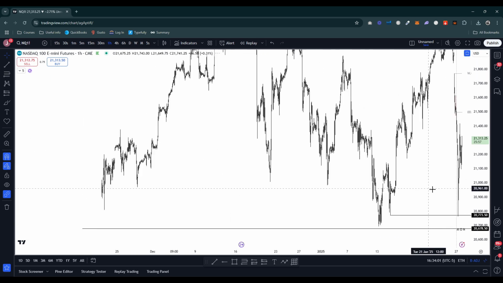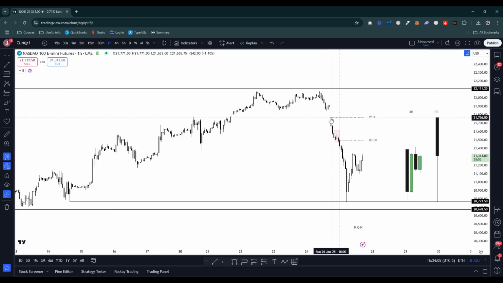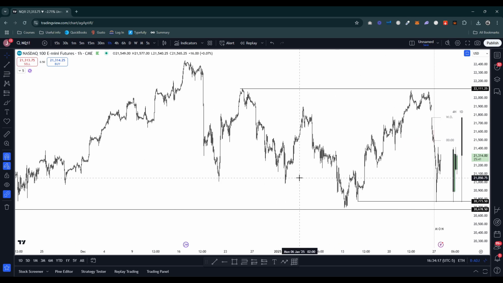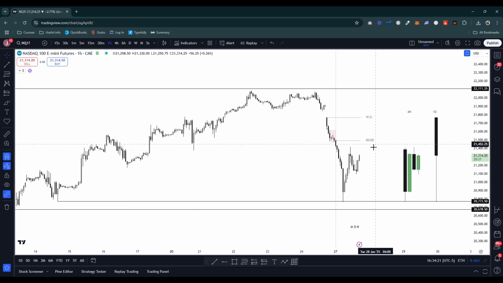I do like these relative equal lows, but I also like that we have no top wick on the weekly candle yet. So again, just looking at this from a higher time frame, just zooming out and looking at this, right? We have no top wick on the weekly. We have relative equal lows as well. And we have a 1,000-point drop. What do I expect tomorrow?